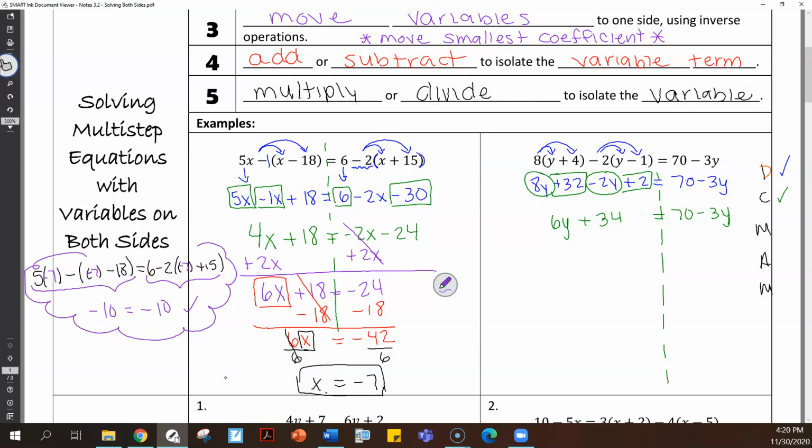Now I'm going to move all my variables to the same side, and I like to move whichever one has the smallest or least coefficient. So I've got 6 on this side, negative 3 on this side. Negative 3 is my smaller, so I'm going to move that one. Negative 3y can be moved by doing the opposite. So I'm going to add 3y.